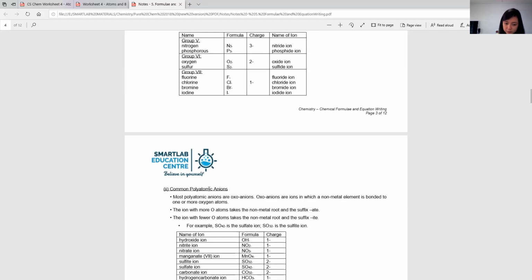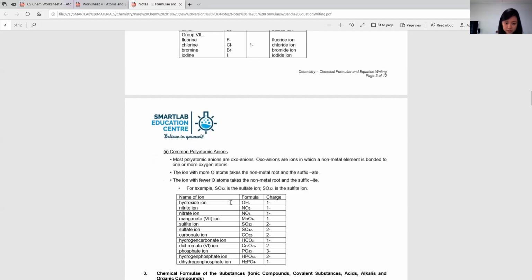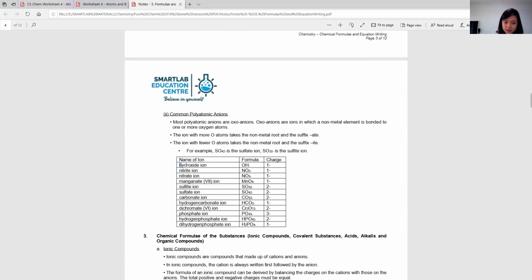Then the common polyatomic anions that we need to know, those that are in a group not found in the periodic table, you can highlight. Hydroxide you have to memorize is OH-. This one must remember. Nitrate is NO3-.